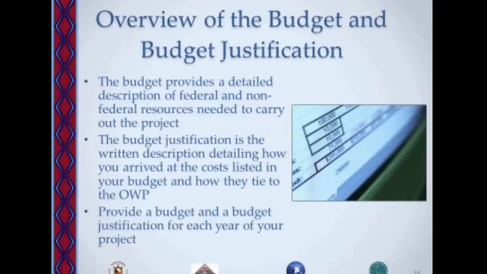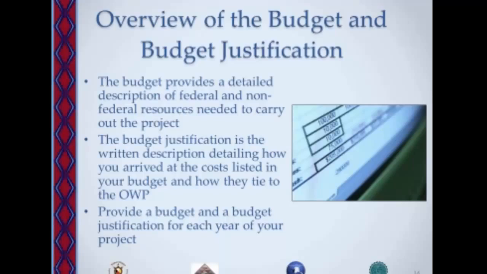Your budget provides a detailed description of your federal and non-federal resources needed to carry out the project. The OWP is a blueprint for your project implementation. Your budget and budget justification are a blueprint for your project cost. The budget justification is the written description which describes how you came up with all those costs listed in your budget and how they tie to the objective work plan. It details calculations, how you came up with these costs.